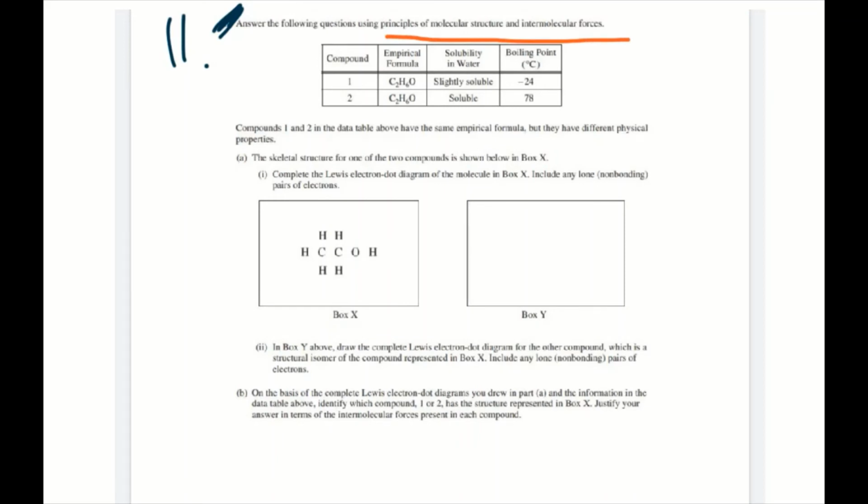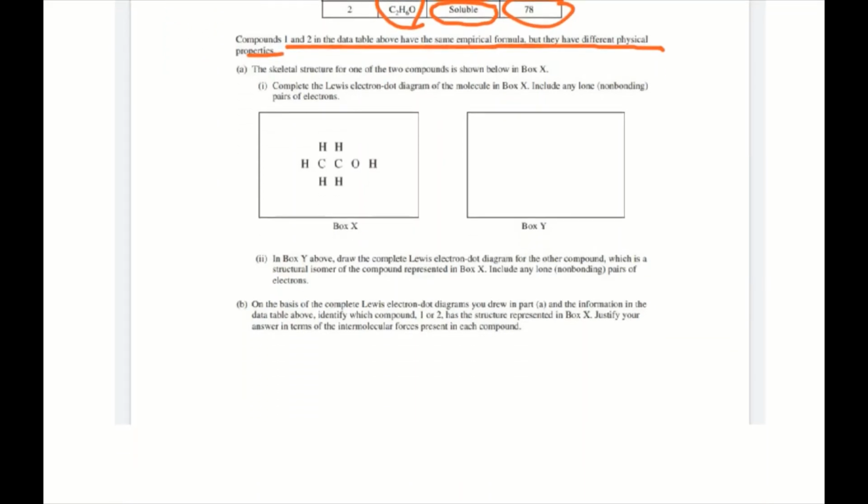So it says compound 1 and 2 in the data table above have the same empirical formula, but they have different physical properties. So here are their empirical formulas, and we find that one of them is slightly soluble in water, while the other one is soluble in water, and we note the boiling point differences. So the first question says, complete the Lewis structure, so let's do that.